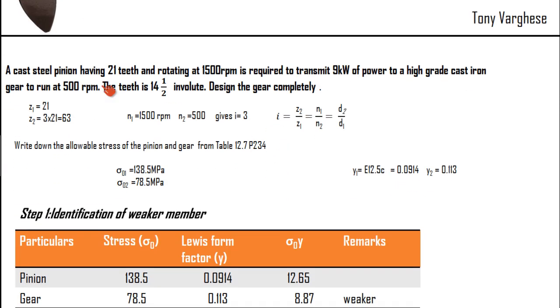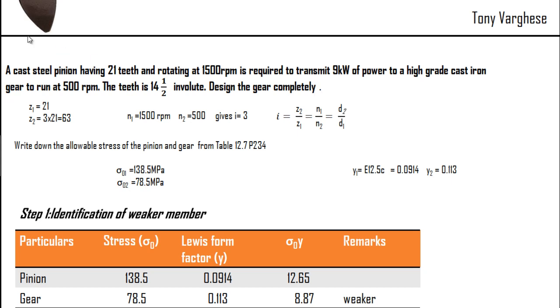A cast steel pinion having 21 teeth and rotating at 1500 rpm is required to transmit 9 kW of power to a high grade cast iron gear to run at 500 rpm. The teeth are 14.5 degree involute. Design the gear completely.